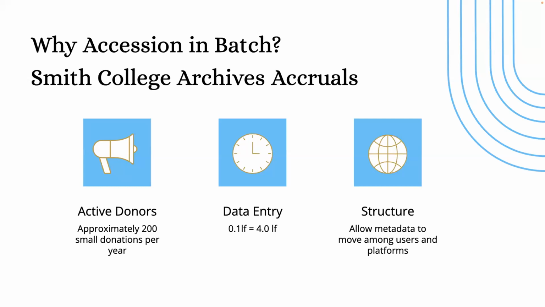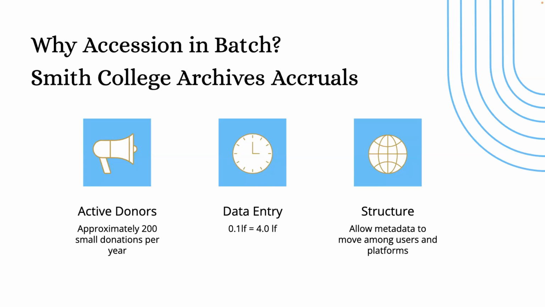Most of these are considered accruals because they get added to our class collections resource records, which are organized by class year. While I was the accessioning archivist, College Archives received approximately 200 small donations per year. I will say that COVID probably had a lot to do with the influx of donations, and this number might go down in the coming years.